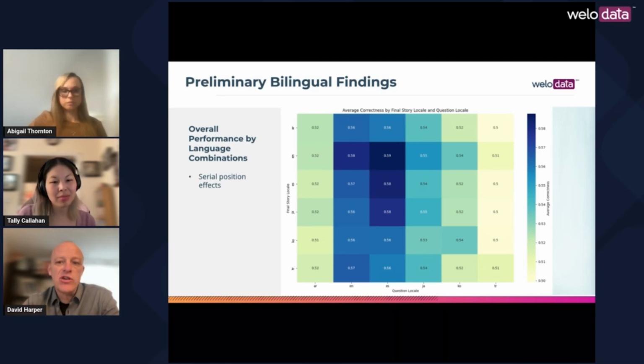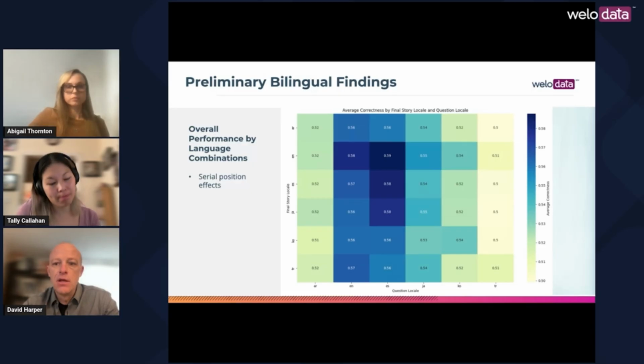The question language is on the x-axis, so each column is a unique question language. This means that we have 36 possible story and question combinations. Some of these are actually monolingual. For example, in the upper left-hand corner, we have Arabic story and Arabic question.